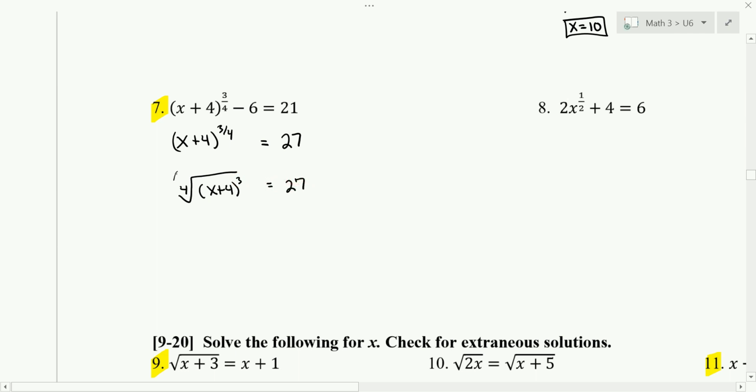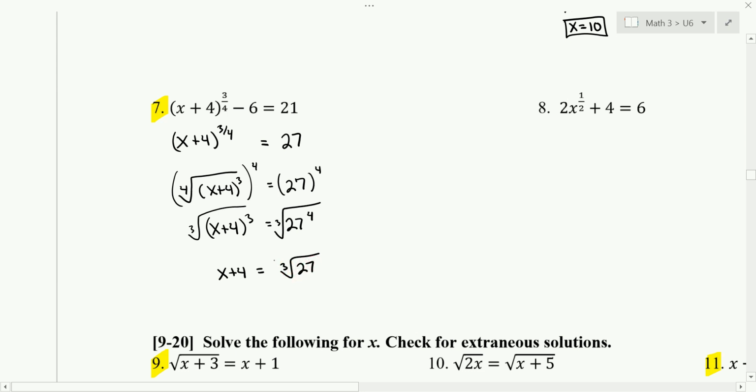And so we're going to raise both sides to the 4th power. And we end up with x plus 4 cubed is equal to 27 to the 4th power. And then to get rid of the cube, we're going to take the cube root of both sides. And we end up with x plus 4 is equal to the cube root of 27.